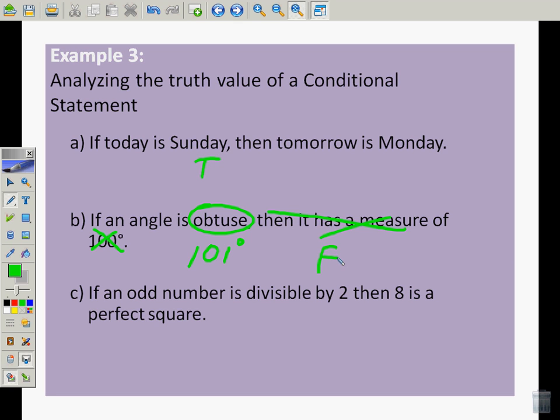Well, an odd number is never divisible by 2. So the first part is false. Then whatever follows doesn't matter, because 8 is a perfect square. Well, that's false anyway, but it doesn't really matter, because if the first premise is false, it would be like saying, if I could run to the moon, then the sky is orange. Well, the first part isn't true, so we don't know what would follow that.